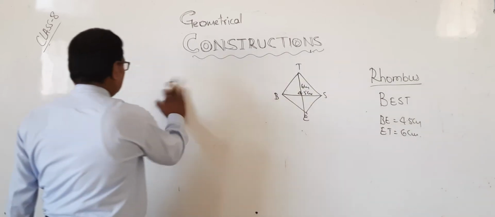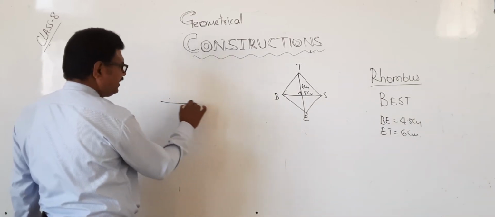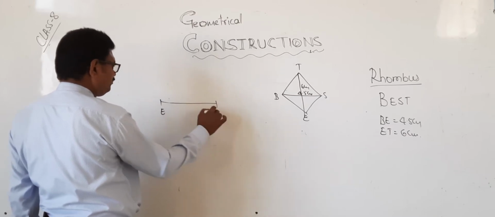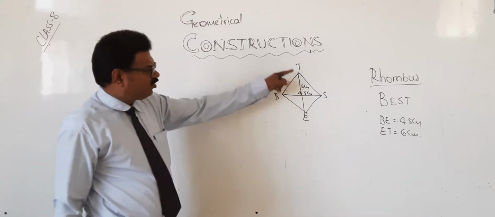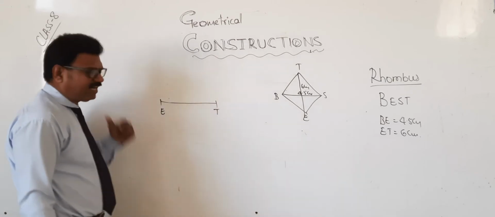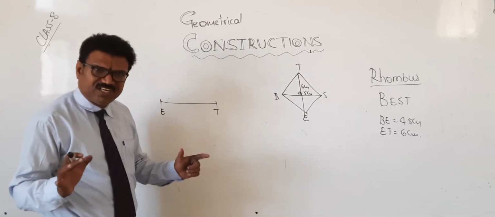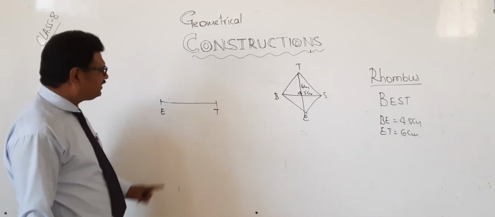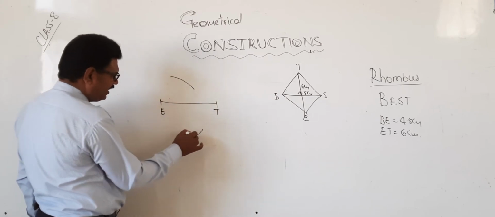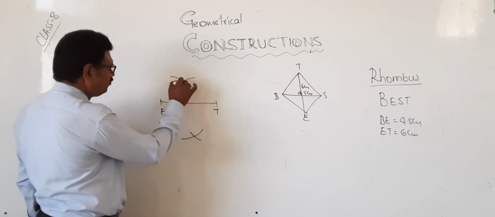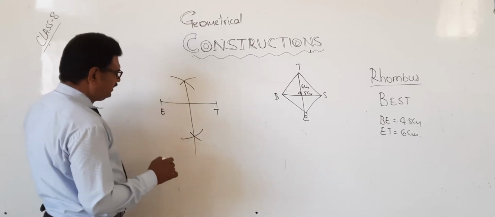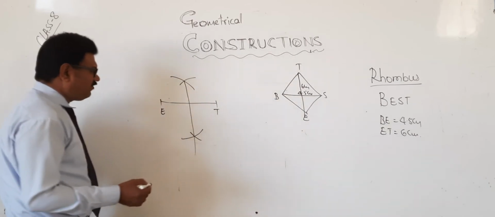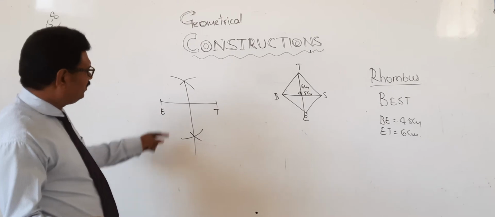Very simple. First you take any one. Take 6 centimeters. What is 6 centimeters? ET. How much? 6 centimeters. We know that in a rhombus, diagonals bisect each other at right angles. Right angles means what? 90 degrees. Now bisect it. Take more than half here also and here also. Therefore, this is nothing but BE. BE, how much is there? 4.5.